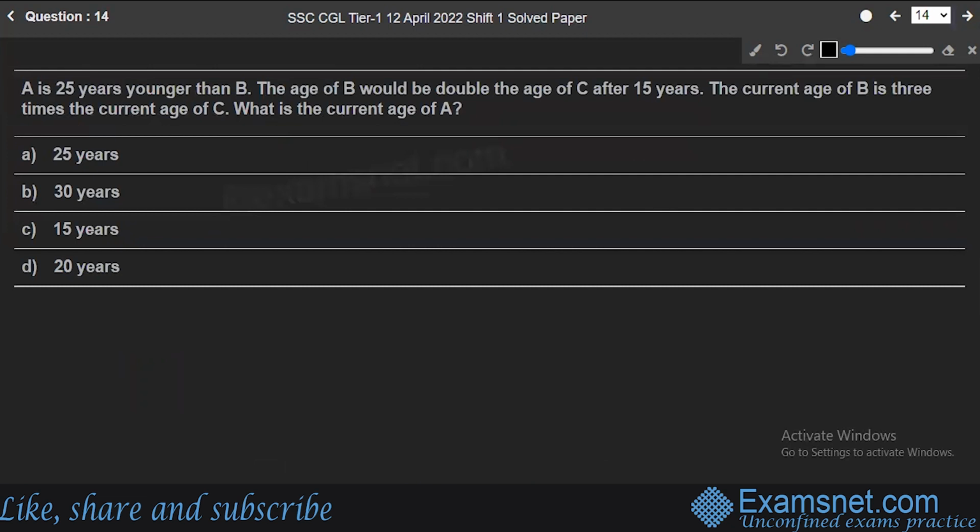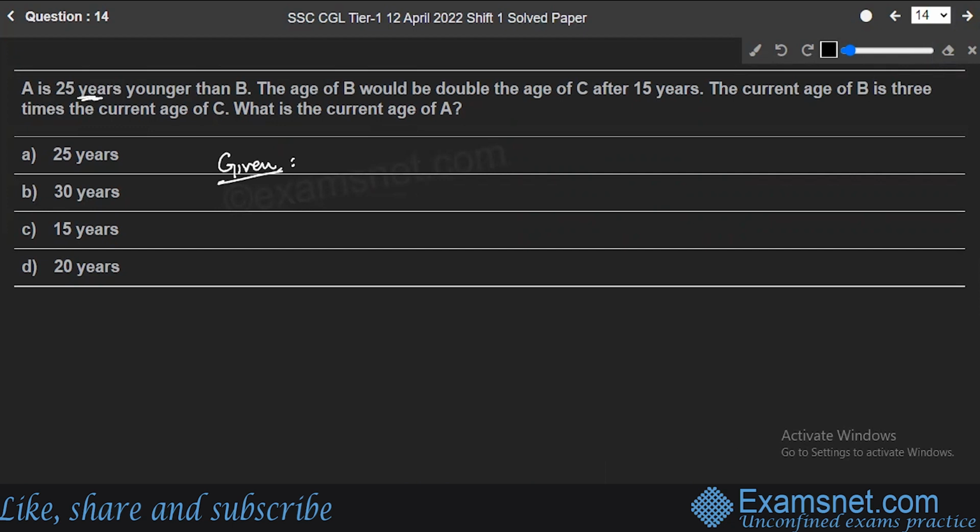Next, question number 14. A is 25 years younger than B. The age of B would be double the age of C after 15 years. The current age of B is 3 times the current age of C. What is the current age of A? See, in this question, a number of things are given to you. First of all, let's write down what things are given to us. You are given A is 25 years younger than B.